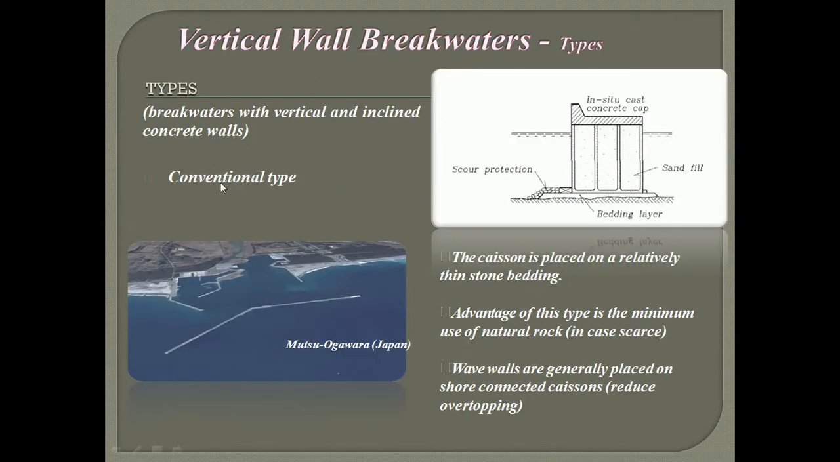Vertical wall conventional type, in which there is a caisson placed on a relatively thin stone bedding. You can see over here a sand fill, and there is a caisson built, and on top of it there is an in situ concrete cap. The advantage of this type is the minimum use of natural rock. Wave walls are generally placed on the shore connection. This is a breakwater being constructed near Japan.